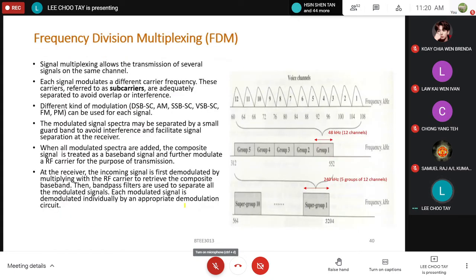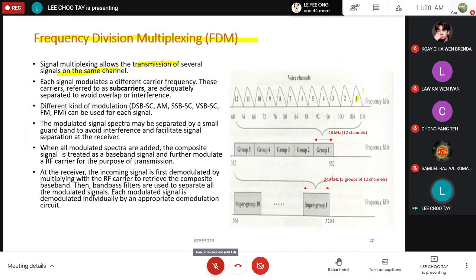Okay. So let's come to the topic, frequency division multiplexing. As I mentioned in chapter one before, frequency division multiplexing allows us to transmit many signals on the same channel. So the trick is we need to modulate each signal using a different carrier frequency.